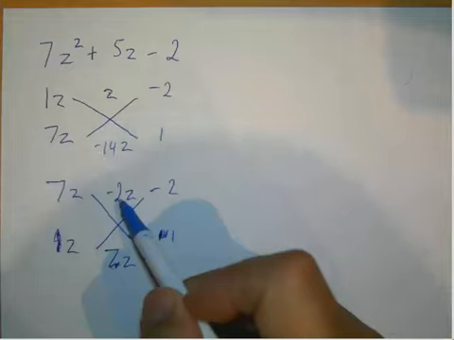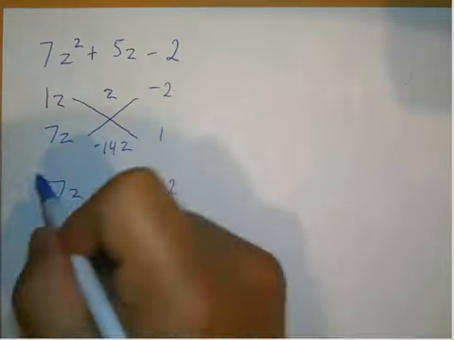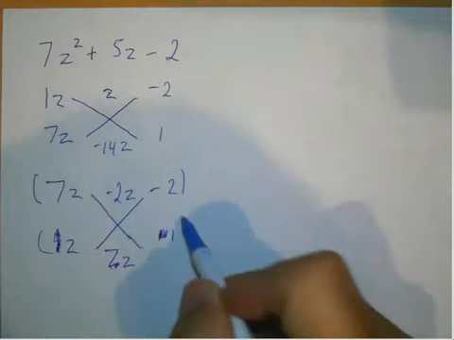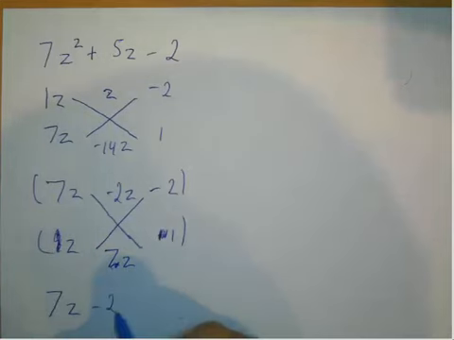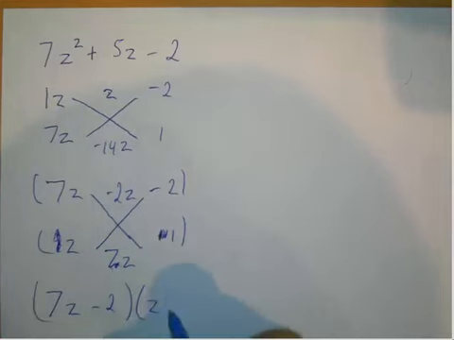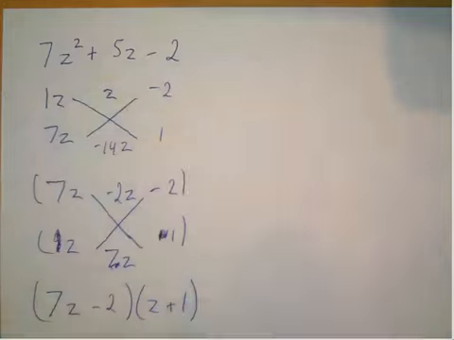So we now have the correct numbers. Put our brackets around the factors. We get (7z - 2) and (z + 1).